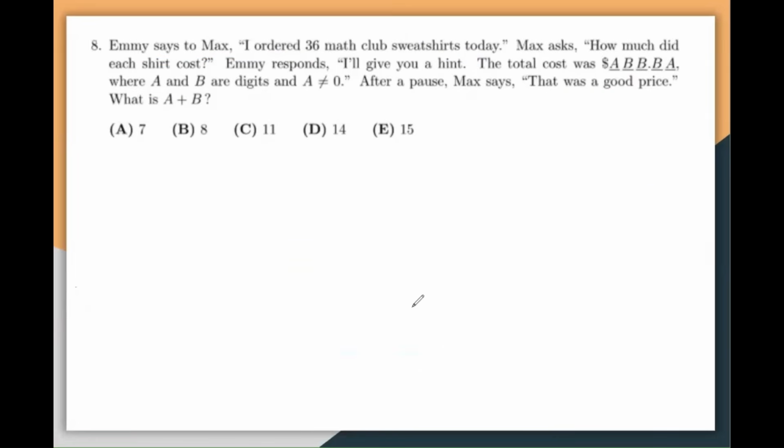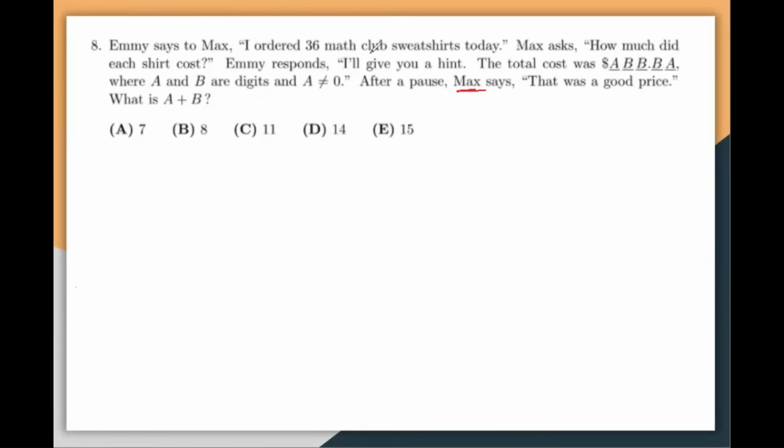Amy says to Max, I ordered 36 Math Club sweatshirts today. And Max asks, how much did each shirt cost? Amy responds, I'll give you a hint. The total cost was A B B comma B A dollars, and A is not 0. After a pause, Max says, that was a good price. It looks like Max is smart. What is A plus B?